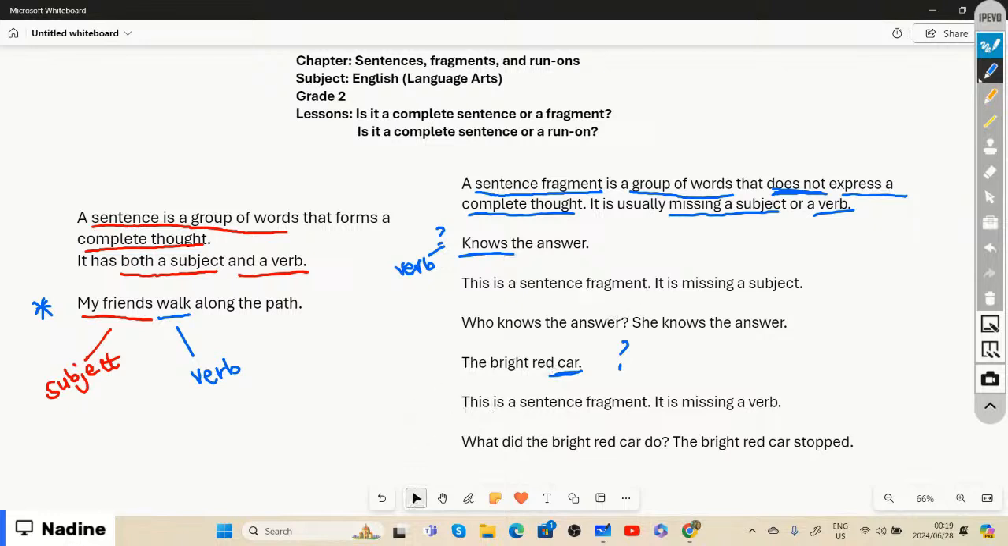So once again, a sentence fragment is a group of words and it does not express a complete thought. A sentence fragment is either missing a subject or it's missing a verb, right? But a sentence has a subject and it has a verb. All right.